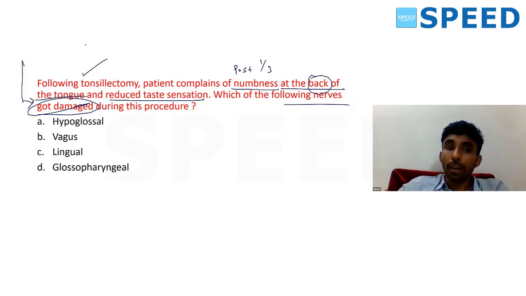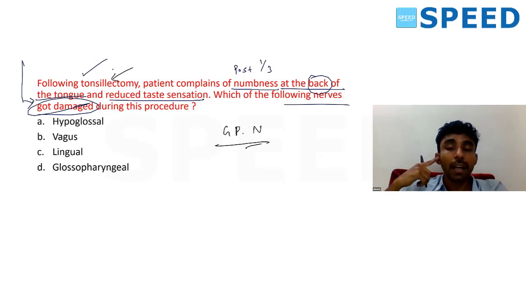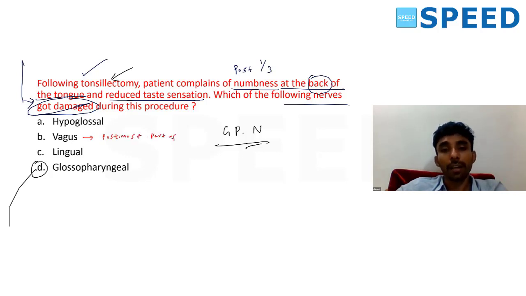Already we have discussed, from the posterior 1/3 of the tongue, both general sensation as well as taste sensation are carried by glossopharyngeal nerve, isn't it? Which not only supplies the tonsils, it also supplies the middle ear and the posterior 1/3 of the tongue. So obviously the answer for this question is glossopharyngeal nerve. What about the vagus nerve? Vagus nerve supplies the posterior most part of tongue, not posterior 1/3 of tongue, posterior most part of tongue.